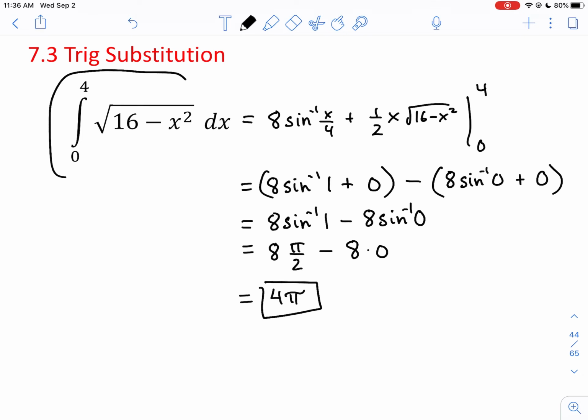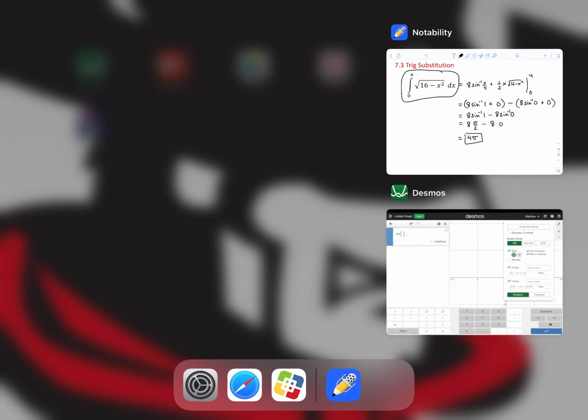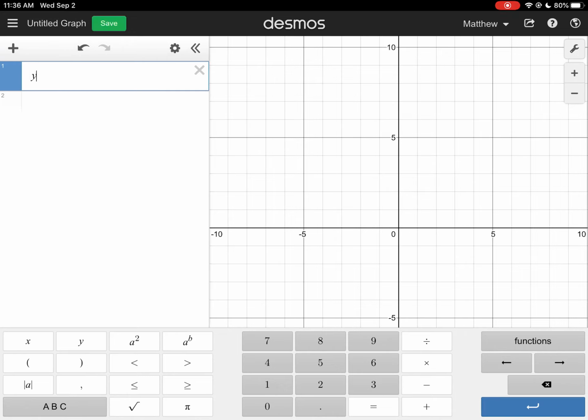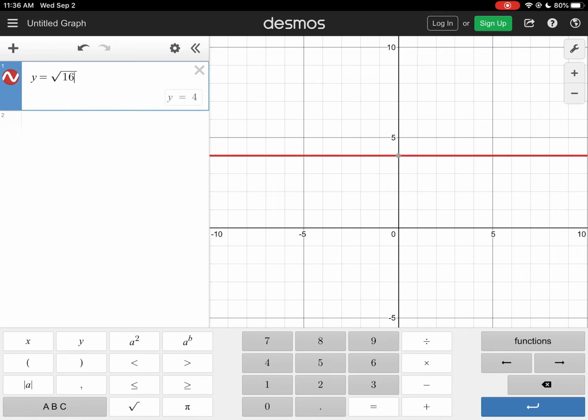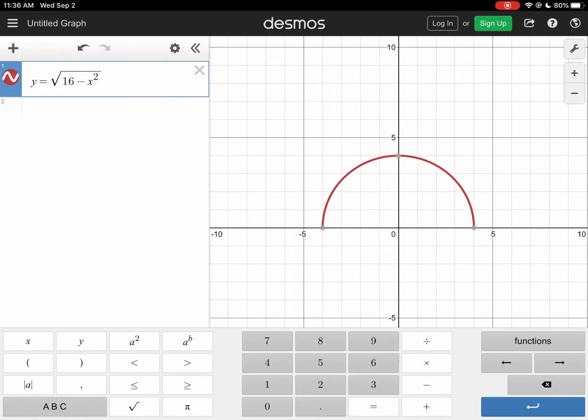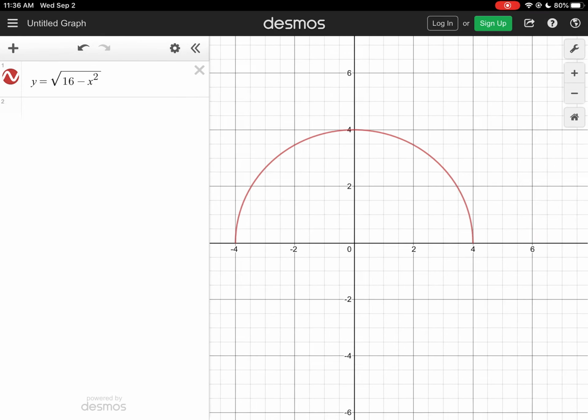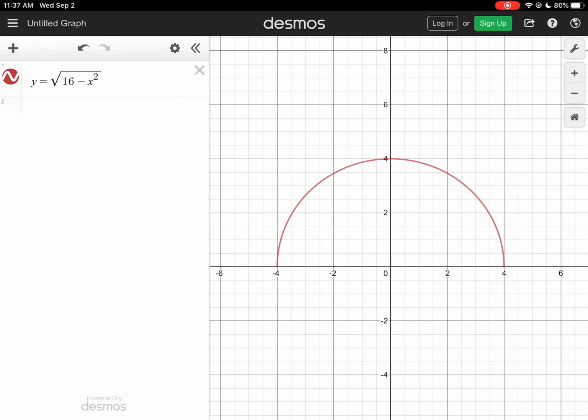The next thing I want to do is connect this to a meaning, right? So we're doing a definite integral of a function, the square root of 16 minus x squared. Let's go to Desmos to do this. And I'm going to just graph y equals the square root of 16 minus x squared. From the image, it looks like we got the top half of a circle of radius 4.